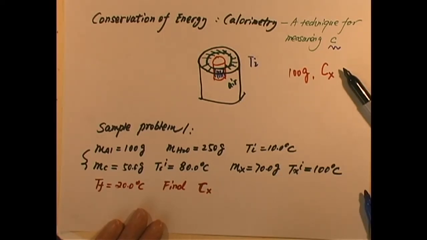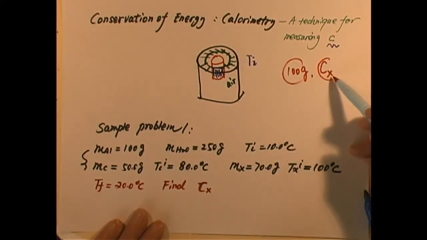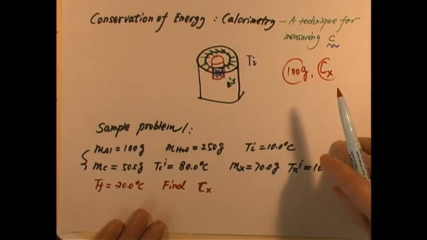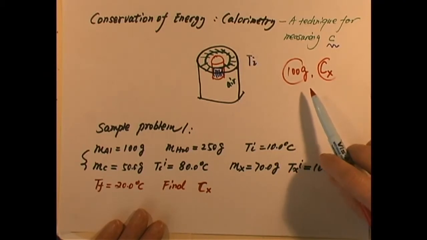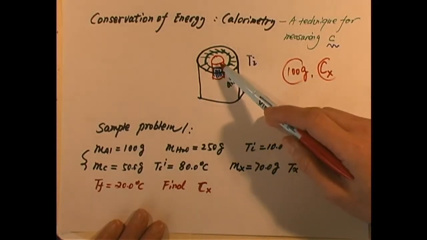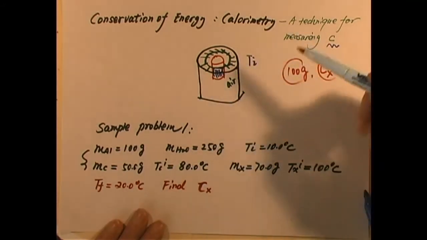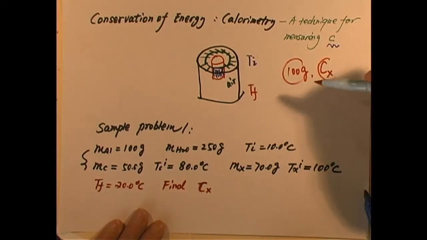What we do is, for example, if we have 100 grams of unknown substance, we can heat it up to a certain temperature. For example, we can put it into boiling water, and at normal atmosphere that will be 100 degrees Celsius, and we know that. We dry this object when we lift it from the boiling water and put it inside. Then we stir the system until they reach a so-called thermal equilibrium, which means it reaches a certain final temperature. By doing so, we will be able to find the specific heat for this substance.